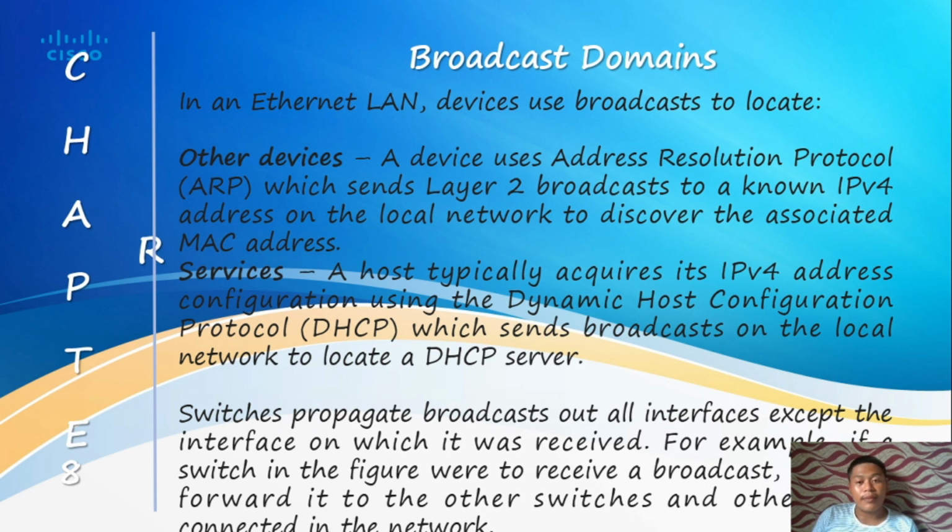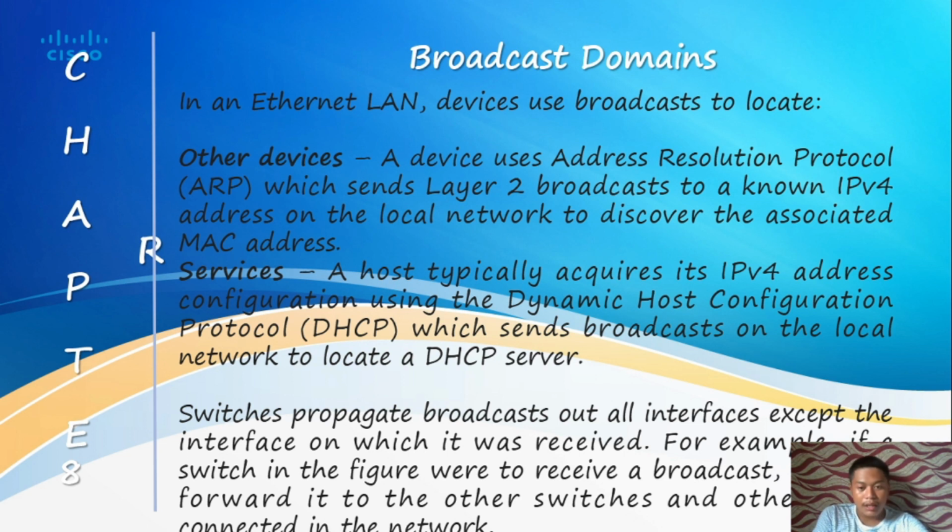In an Ethernet LAN, devices use broadcasts to locate other devices and services. A device uses Address Resolution Protocol, or ARP, which sends a layer 2 broadcast to a known IPv4 address on the local network to discover the associated MAC address. A host typically acquires its IPv4 address configuration using the Dynamic Host Configuration Protocol, or DHCP, which sends a broadcast on the local network to locate a DHCP server.